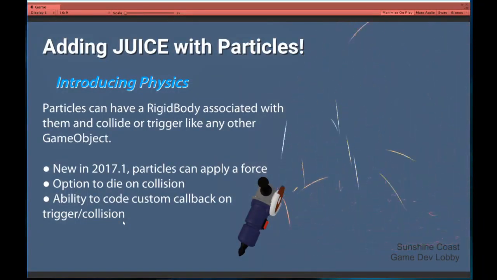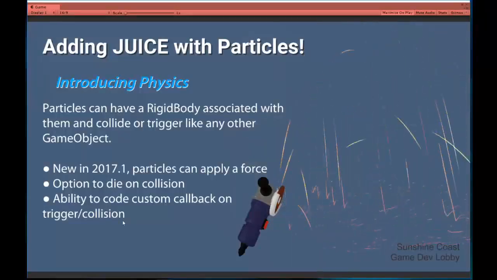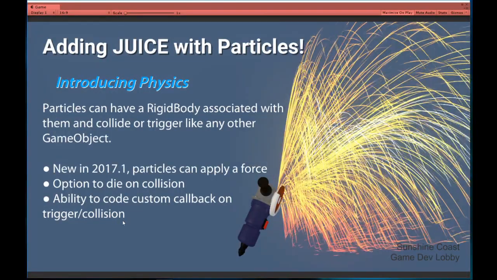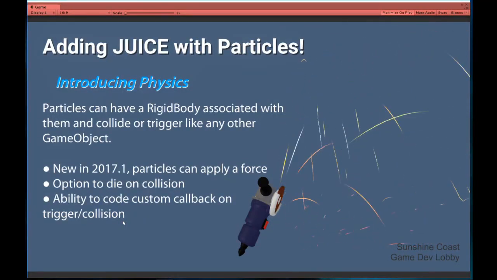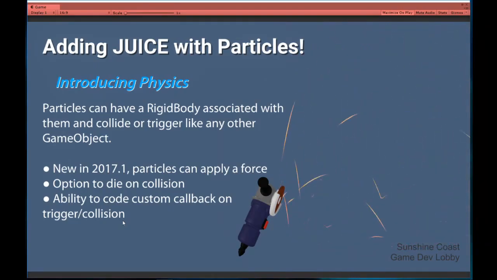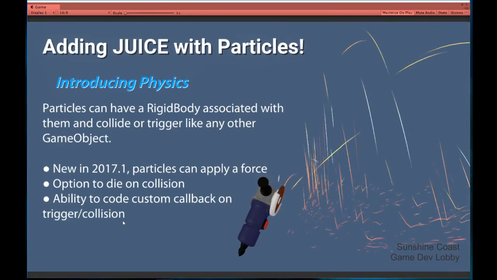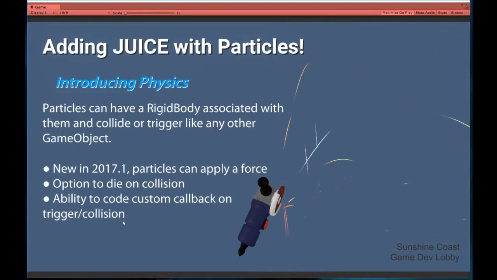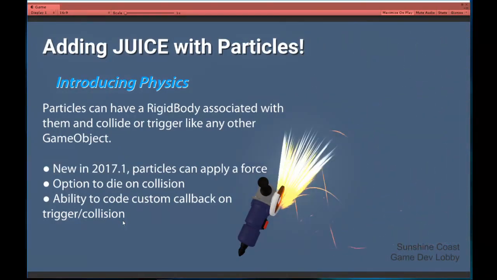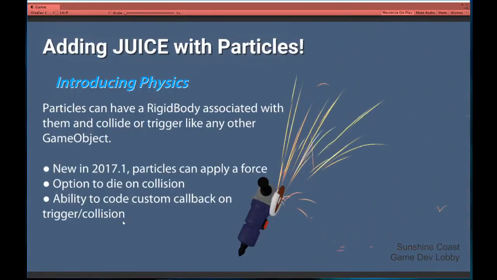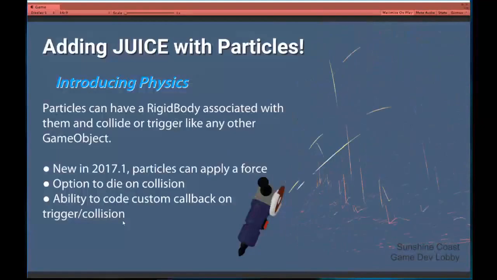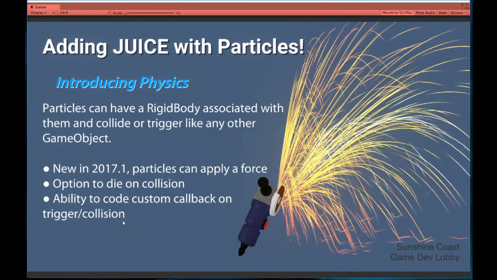With the physics, you also have the option to die on collision. So if it detects it's collided with another object, it can die. Or you can do any other function, like spawn another particle. Or, as it says down here, you can even code a custom callback as it triggers or collides with that other object. So you might have a script that does something cool with either the particle itself or any other real-world interaction. As soon as it collides, bang, it can call that callback and continue on.